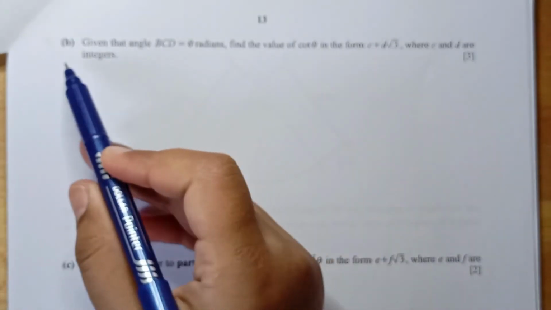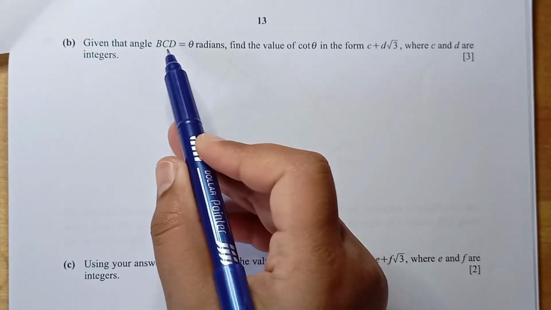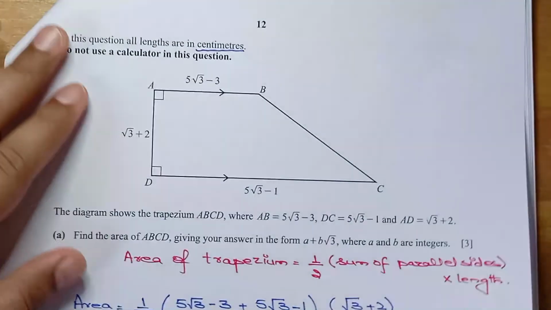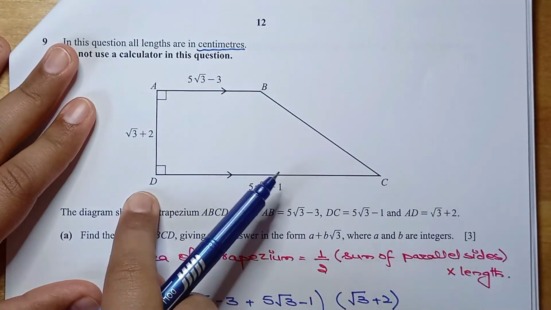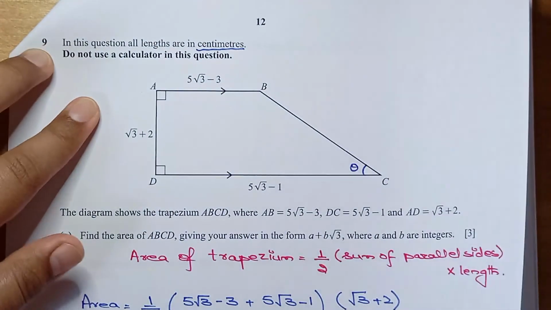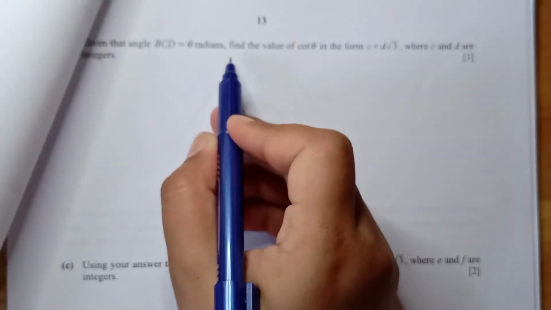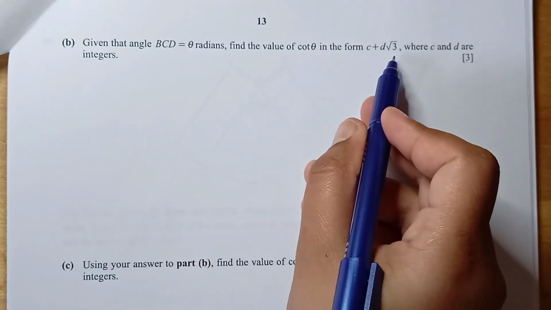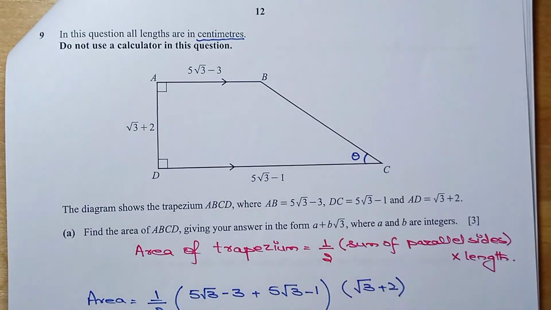Now for part B, given that the angle BCD is theta radian. So where is BCD? We have BCD. This angle is theta radians. Okay. Find the value of cot theta in the form of C plus D square root of 3, where C and D are integers. Okay, we need to find cot of this theta.